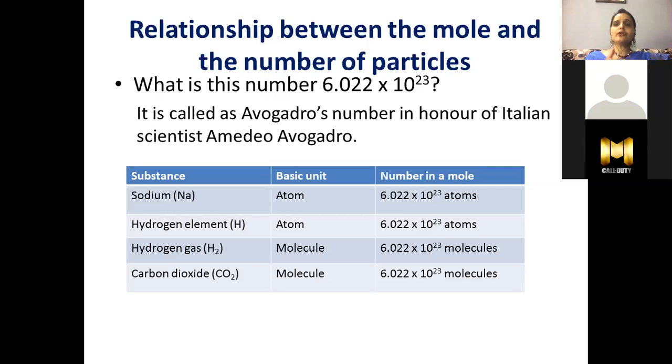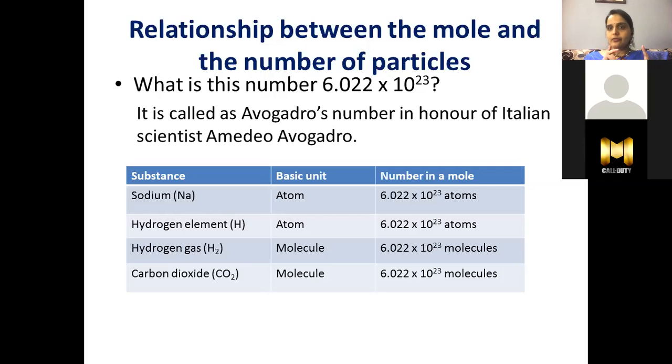And because of his contribution, this number 6.022 into 10 raised to 23 has been named after him. So, a sacred number: Avogadro's number, 6.022 into 10 raised to 23. We have to remember this number, because henceforth, throughout this session and whenever you are studying mole concept, we have to use this number.